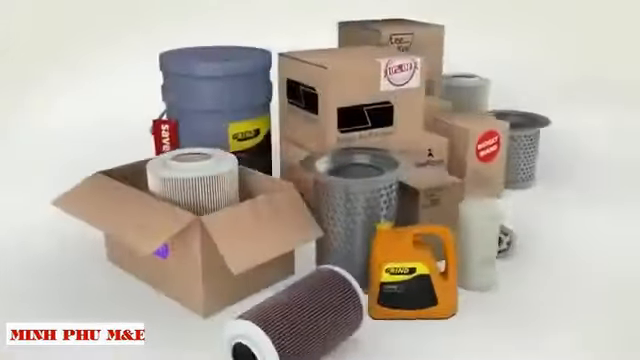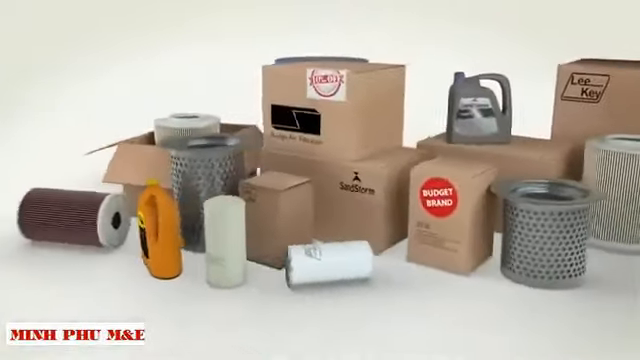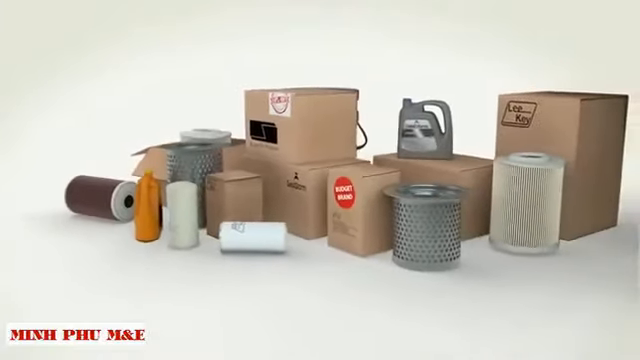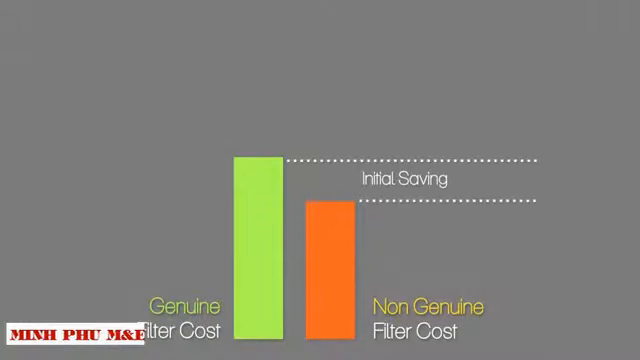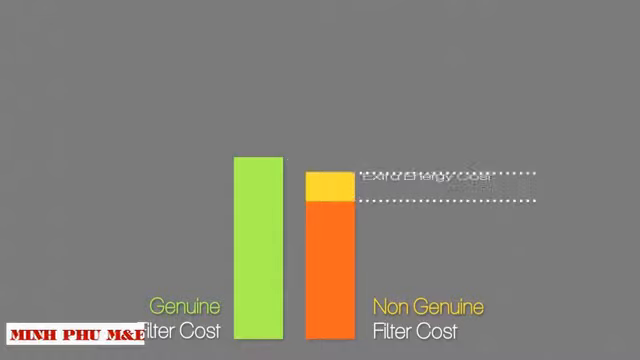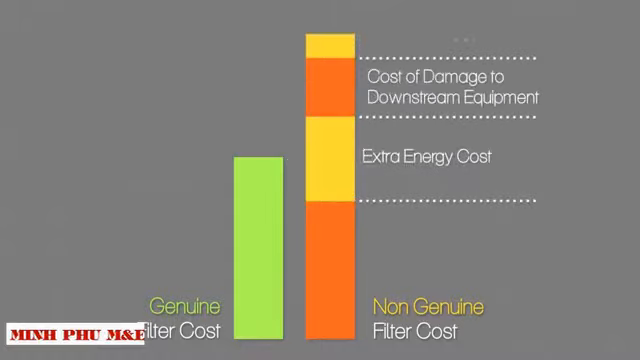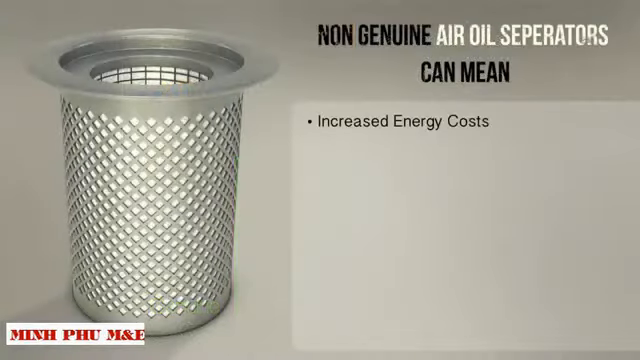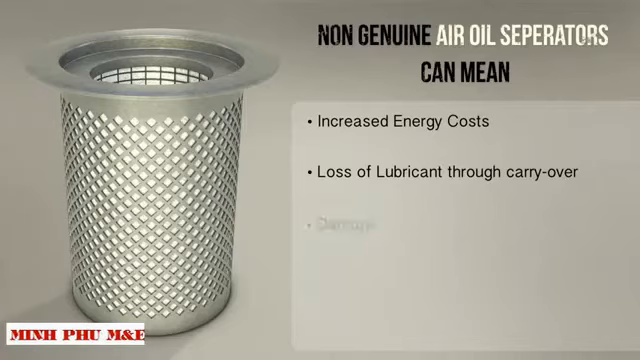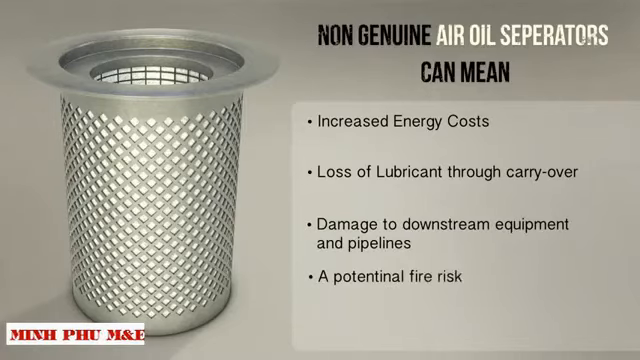Cheaper, non-genuine parts can sometimes seem like a cost saving, but they rarely amount to a false economy. Any small saving made with the initial purchase price can be cancelled out very quickly, and then ends up costing more over the component's life with increased energy costs. Loss of lubricant through carryover, damage to downstream equipment and pipelines, a potential fire risk, and not forgetting that using non-genuine components voids your warranty.